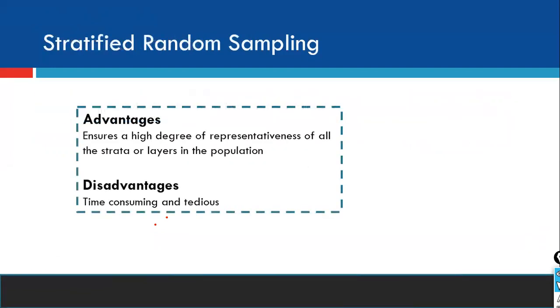So what are the disadvantages? It's a time consuming activity. You need to identify all the segments. If you miss out any one of the segments, you are gone. But the advantage is obviously the high degree of representation of all the layers in the population.